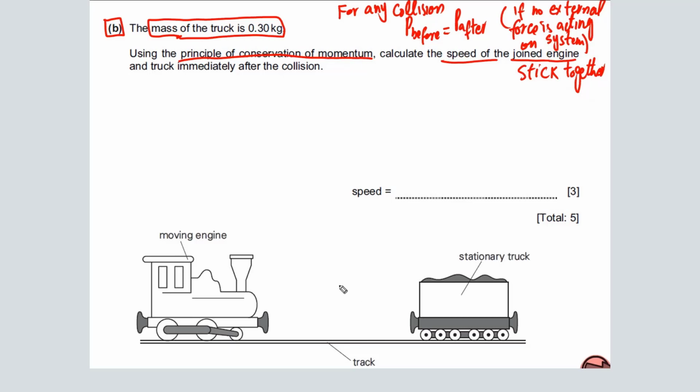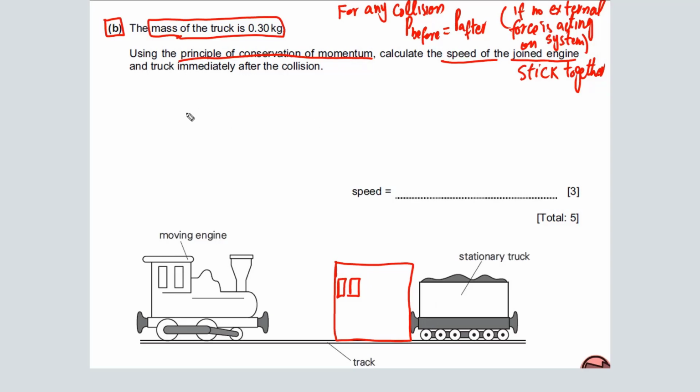So it simply means I will just draw one basic drawing to show this moving engine. So here is our moving engine. So this one is moving engine. So they stick together. So how we can answer this?